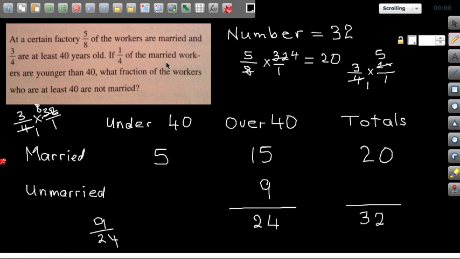So the question is, what fraction of workers who are at least 40 are not married? That is 9 who are unmarried and 24 who are 40 or older. So 9 over 24 reduces to 3/8, and that's your final answer.